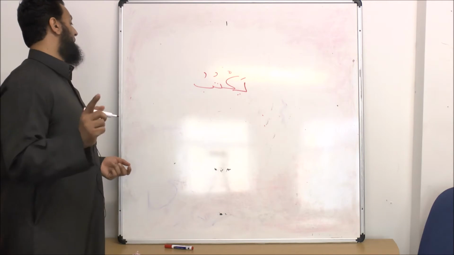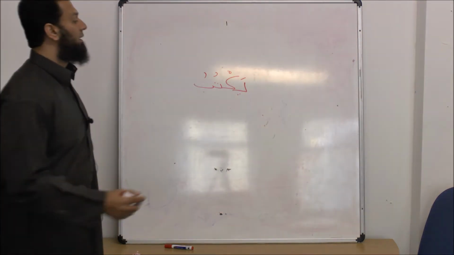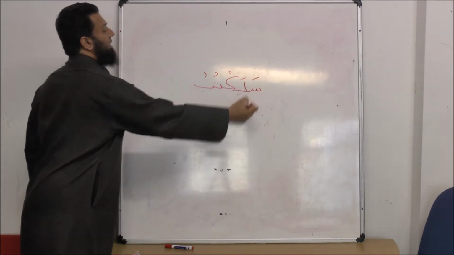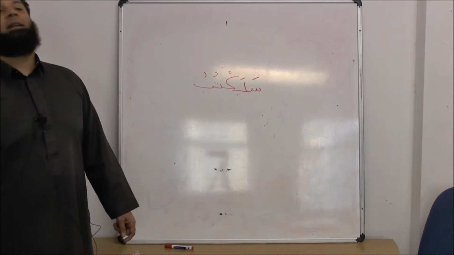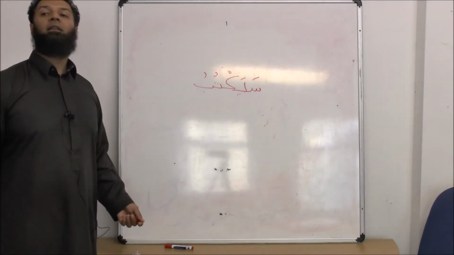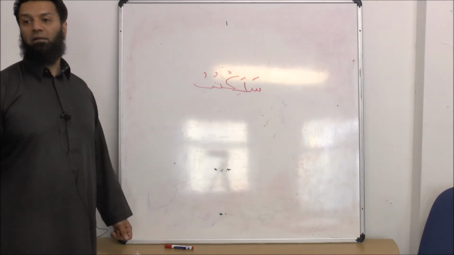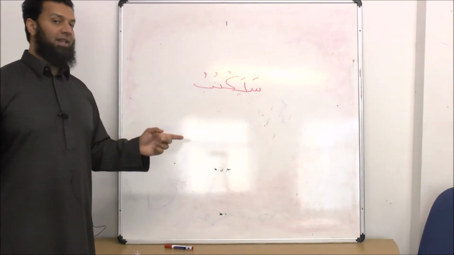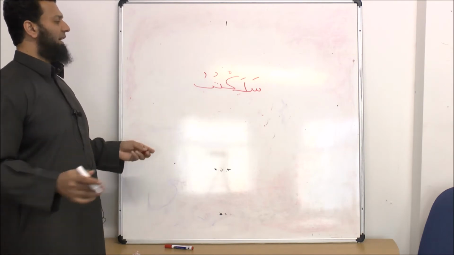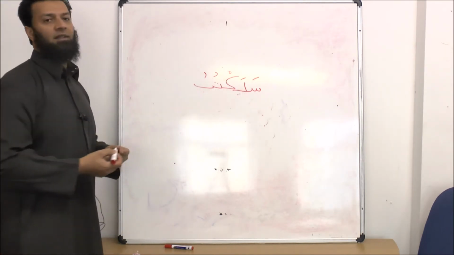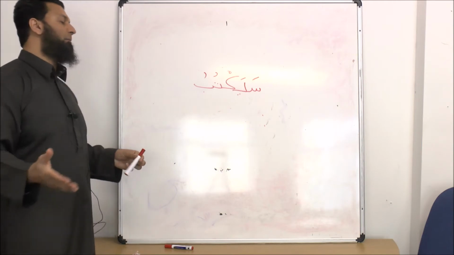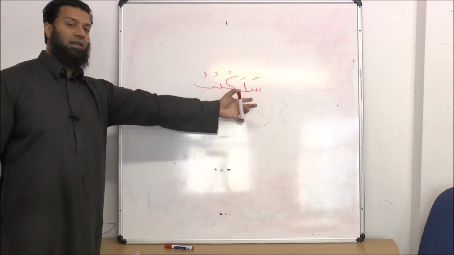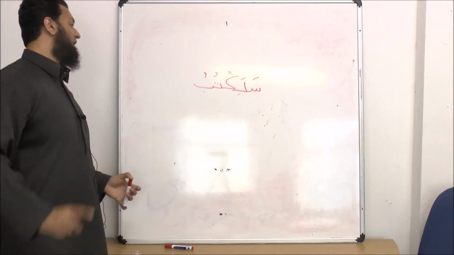Okay? Now, when we add a seen before it, sayaktubu, the meaning of it is he will write. It makes it the future. Okay? Sayaktubu. And you know when we always say if we add a fa to a verb, we ask, is that part of the verb or does it mean so or then? It's the same thing here, except one difference.